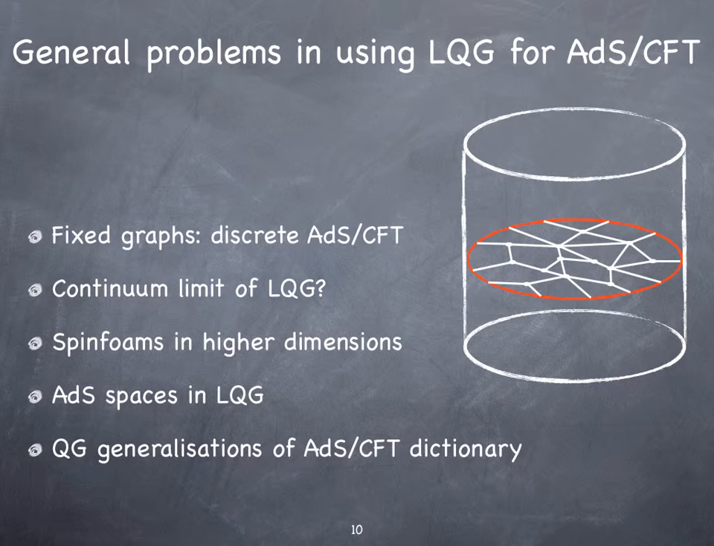Also, a general problem, which is not really restricted to loop quantum gravity, is to have proper quantum gravity generalizations of this AdS-CFT dictionary. The point is that many of the entries that you find are actually formulated at the level of classical gravity. For example, if they tell you to compute the area of some minimal surface, this is something that you really compute in classical gravity. And it's not at all clear in many cases how to generalize that properly to the quantum level. I mean, the question is, what is the proper analog of a minimal surface area in the quantum theory?